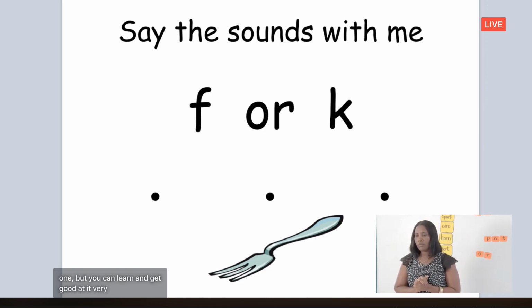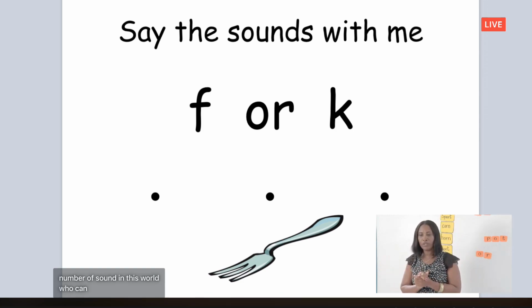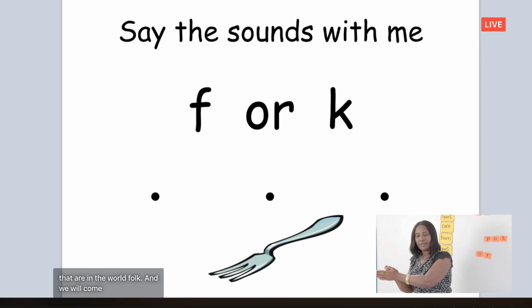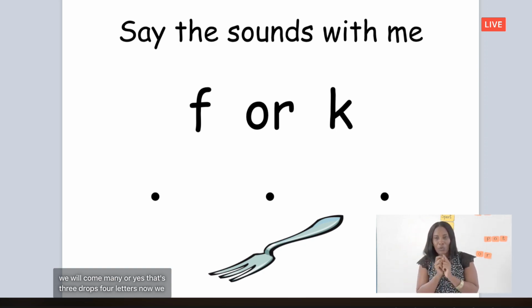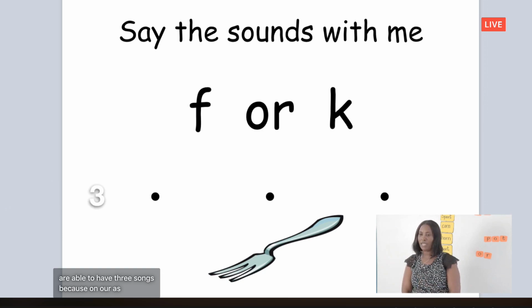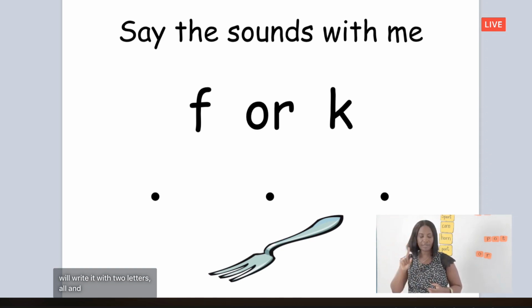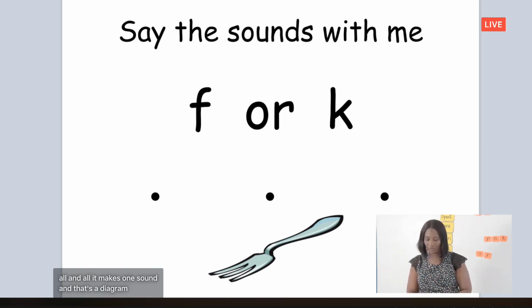Very good. Now, the number of sounds in this word. Who can tell me how many sounds are in the word fork? Let's chop and we will count how many chops. Or, yes, that's 3 chops and 4 letters. Now, we are able to have 3 sounds because O and R, as we heard in our sound, makes one sound. So while you will write it with 2 letters, O and R, it makes one sound. And that's a digraph. 2 letters, 1 sound.